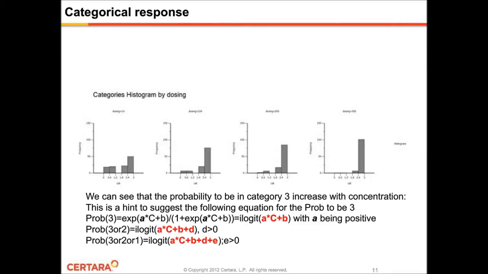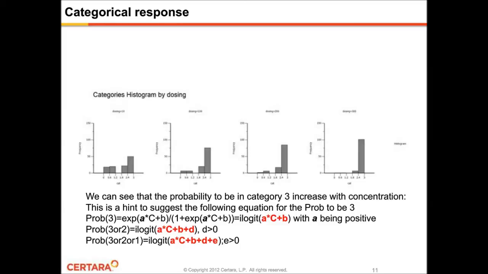When we are talking about continuous response, we have a model, and we don't even think in terms of probability, because we don't really need to. Once we are talking about categorical response, we need to define a model in terms of probability. We have 0, 1, 2, 3, four categories, and we need to define a model for the probability. If we do a histogram and look at the different doses, you can see that the probability to be in category 3 increases with concentration. Basically, when I increase the dose, I increase the concentration, and so there is an increase in the probability to get category 3.